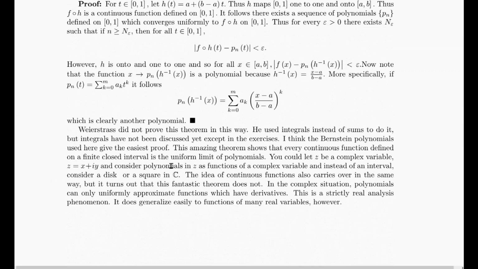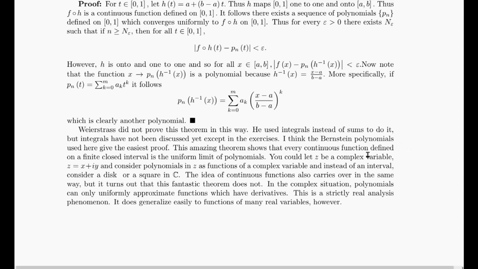Now, he didn't prove it this way. It was philosophically like this, but he used integrals instead of sums. I'm not sure when these Bernstein polynomials came about, I suppose Bernstein did it, because they're called after his name, but they give the easiest proof.